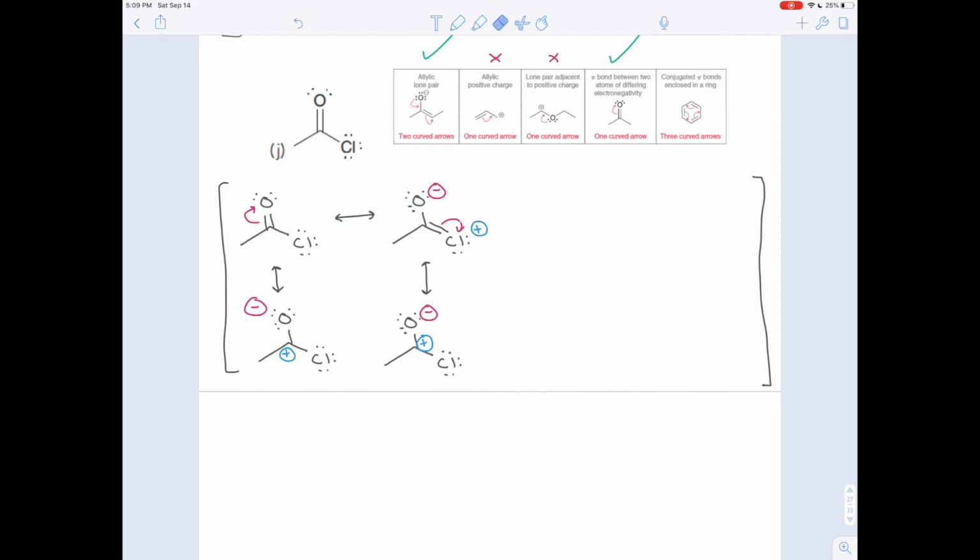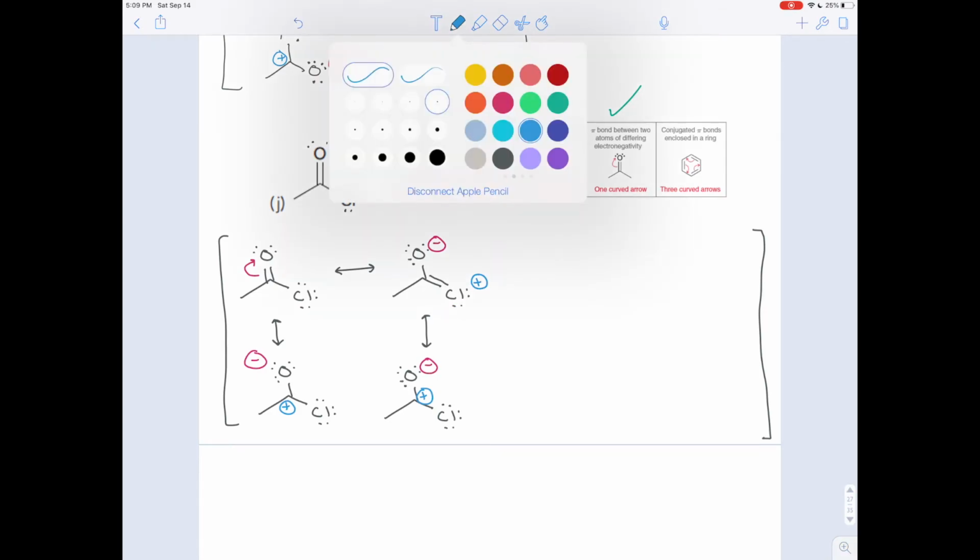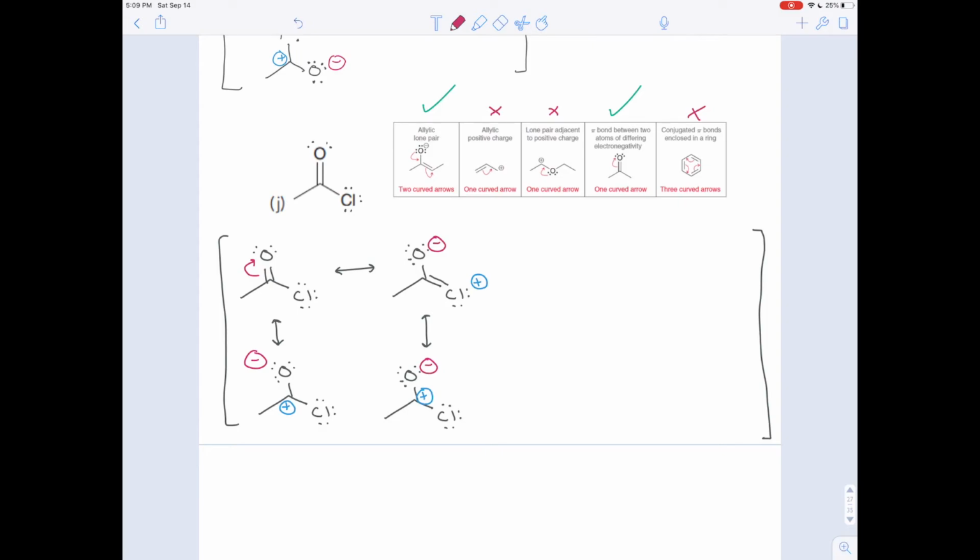Okay, so we're still analyzing this structure. We went through the first 4 patterns. We do not have a conjugated pi bond in a ring there, just because we don't have a ring, so we definitely couldn't have that. Okay, so we've done those, we've looked at all the resonance structures for those 2 top patterns. Let's do the bottom one, starting with the one on the left.